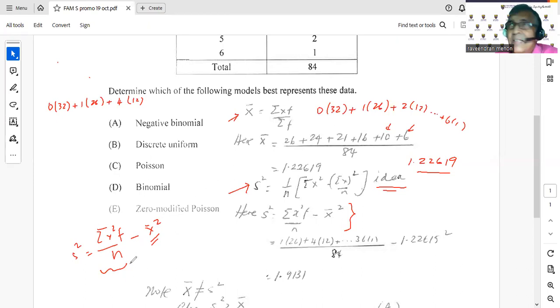So the idea is the same, right? We're trying to get the second moments minus the first moment squared, to get a variance. So I have x squared here. So you have 2 squared times 12, and then 3 squared, 9, times 7. So go ahead and do that.